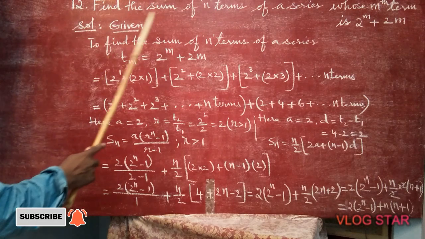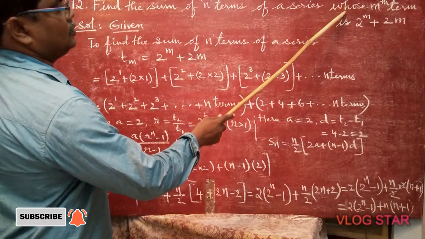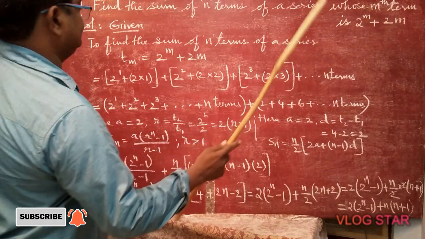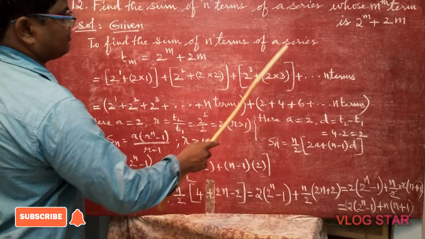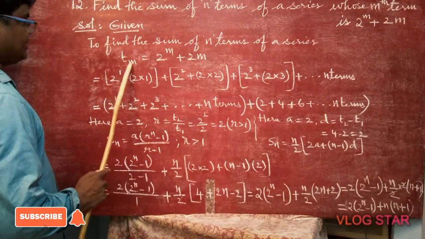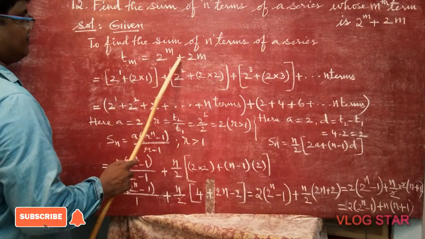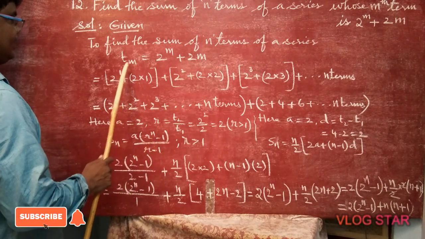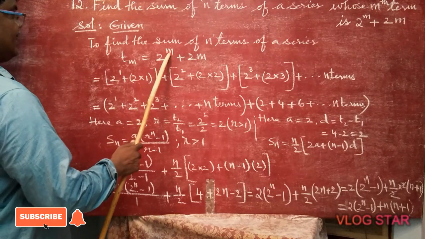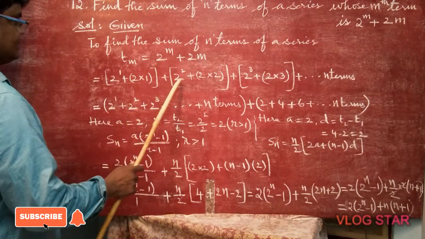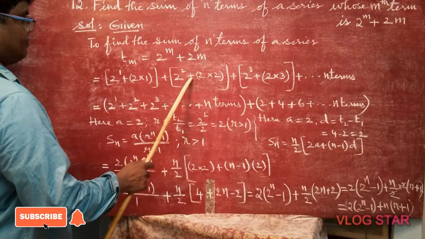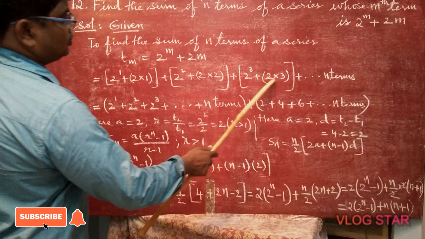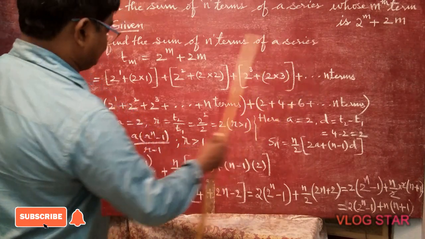12th problem. Find the sum of n terms of a series whose mth term is 2 to the power of m plus 2m. They gave the mth term tm equal to 2 to the power of m plus 2m. In the place of m you write 1: first term 2 power 1 plus 2 into 1, second term 2 square plus 2 into 2, third term 2 cube plus 2 into 3, like that. How many terms? n terms.